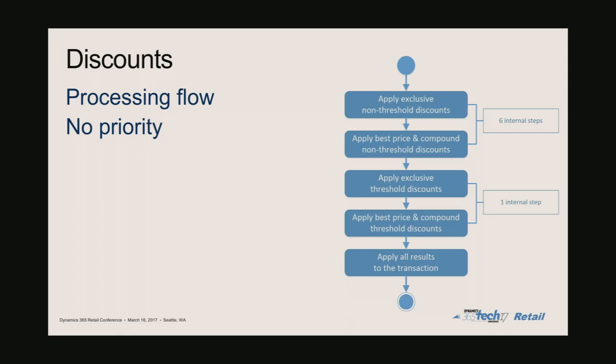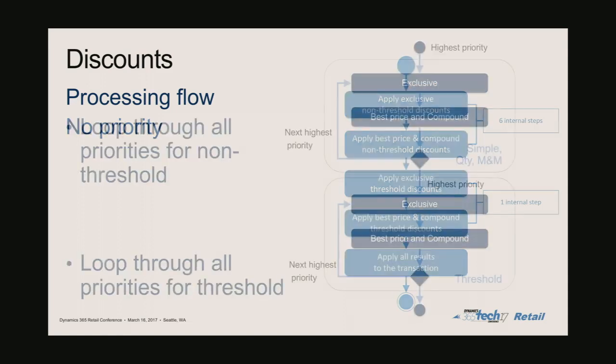So if you have a best price simple discount, one item, and it applies that best price simple discount, that will exclude consideration of any threshold discounts. So the non-threshold discounts are getting priority over the threshold discounts. And that's true, you'll see in the next slide, even when we start adding priority in.